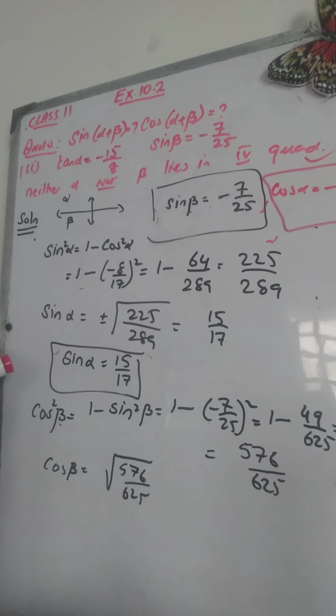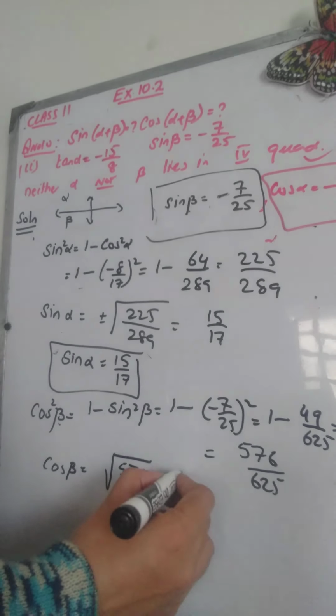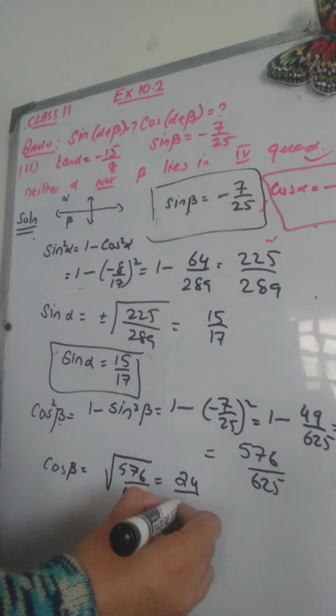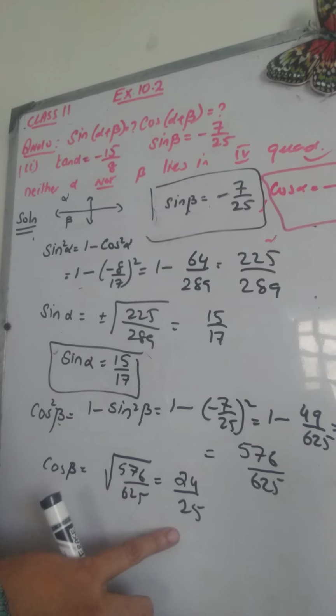And what is square root of 576? Is it a perfect square? Yes, it is equal to 24 over 25. Square root of 576 is 24, and square root of 625 is 25.